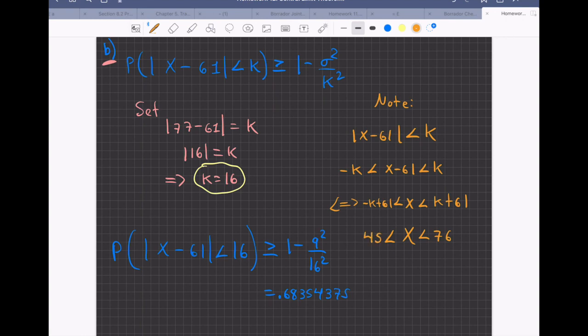All right. This is only a note, so you can understand, maybe if you're not used to working with the absolute value of differences, but that is one interpretation. And the point is that the probability that x minus 61 is no more than 16 is at least 0.6835427. All right.